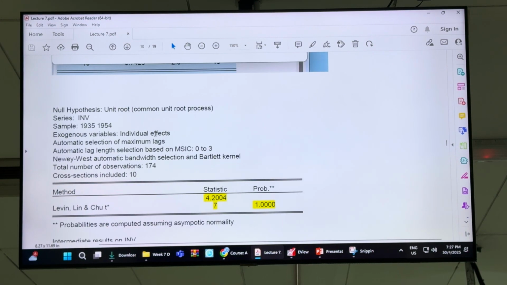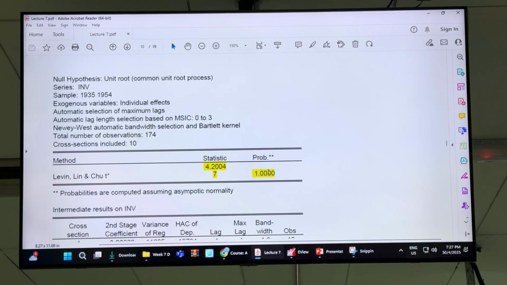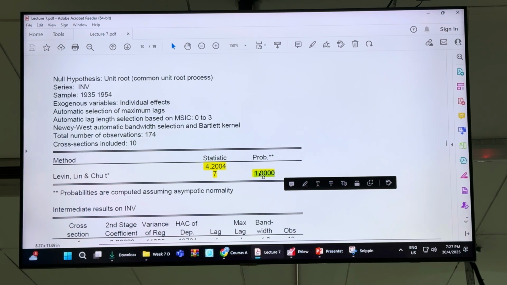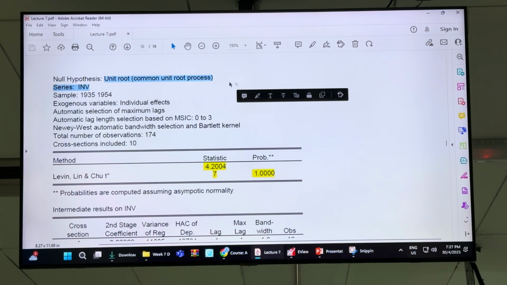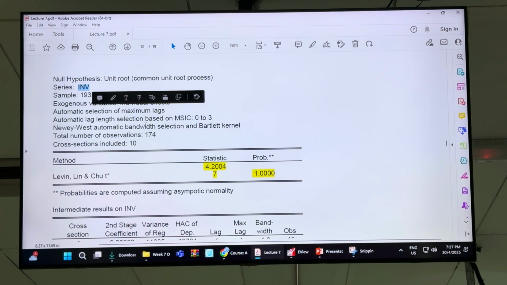The p-value is 1. So you fail to reject, because the statistic is insignificant and the p-value now is 1. It's very hard to get 1, but I got 1. So it's highly insignificant, so you fail to reject. What is the rationale? You fail to reject means that my investment is not stationary at level. It's not stationary at level.